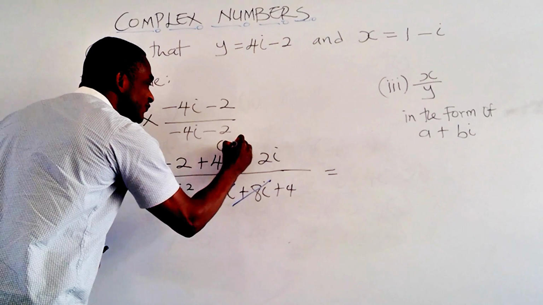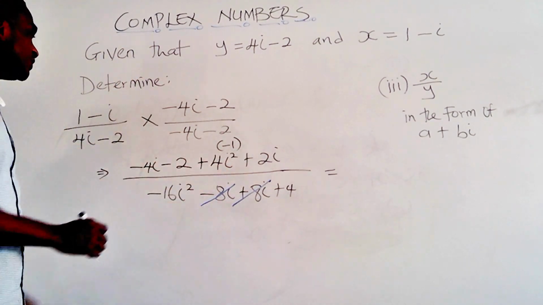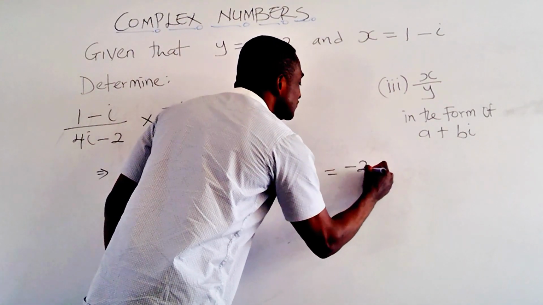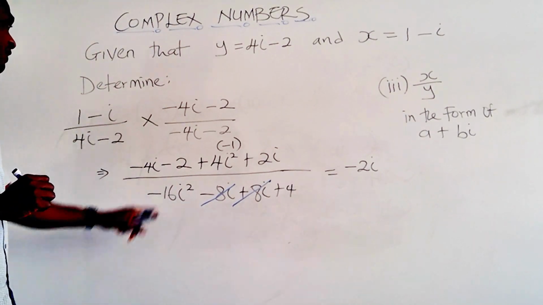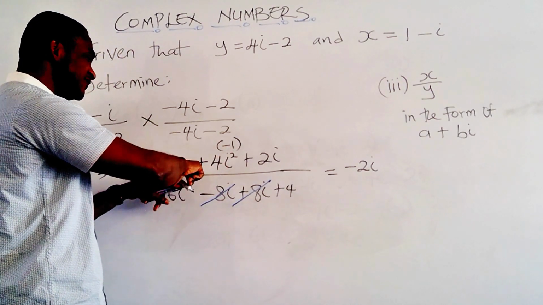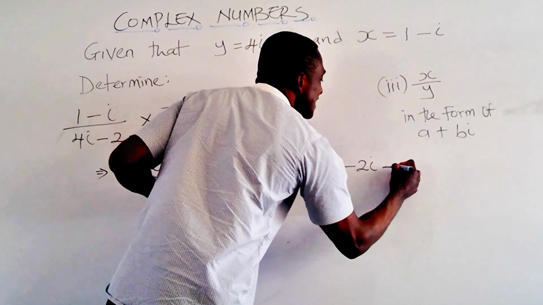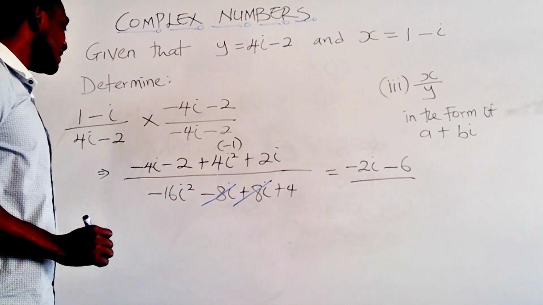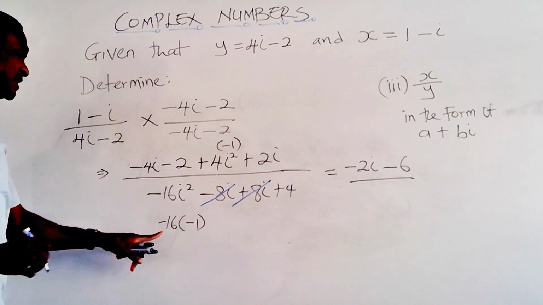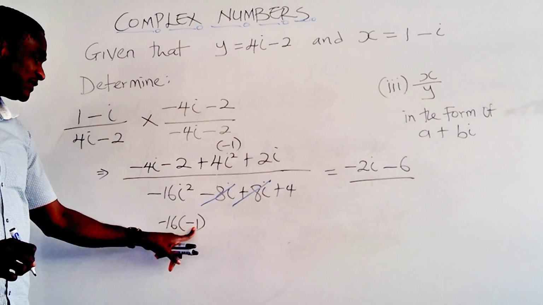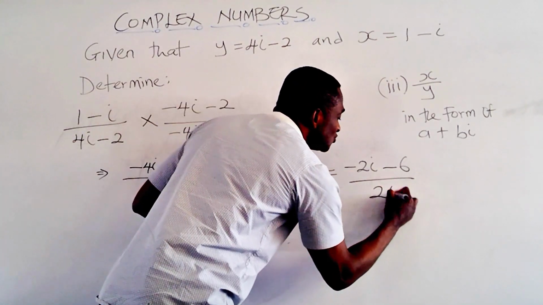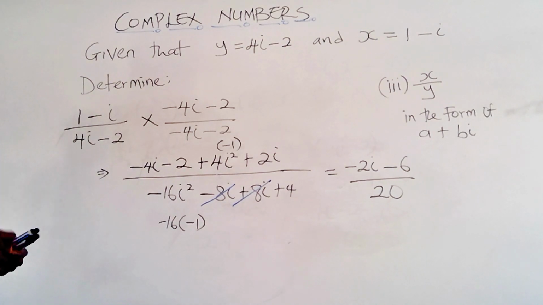Now this is negative 4i squared, so negative 4i plus 2i will give me negative 2i. Negative 4 times i squared, which is negative 1, is positive 4... so we have 2 minus 4, that's negative 6. Divided by the denominator: negative 16 times i squared, which is negative 1, will give us positive 16. So we have 16 plus 4, which is equal to 20.